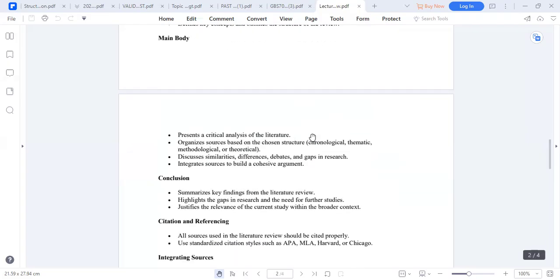Then go to your conclusion. All chapters should have an introduction and a conclusion, be it chapter 1, chapter 2, chapter 3. The conclusion will give you a summary of key findings from the literature review. Here, you must highlight the gaps in the literature and where the need for further studies exists. You also must justify the relevance of the current study within the context of your topic. Why is this study relevant?